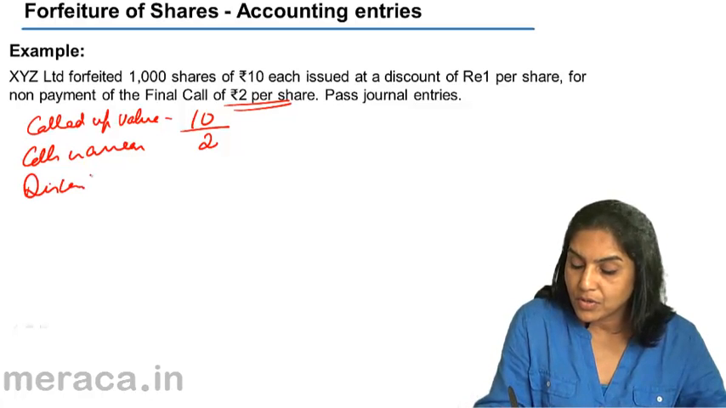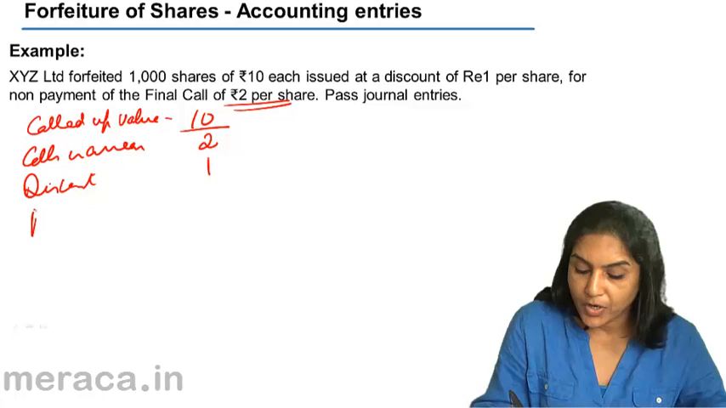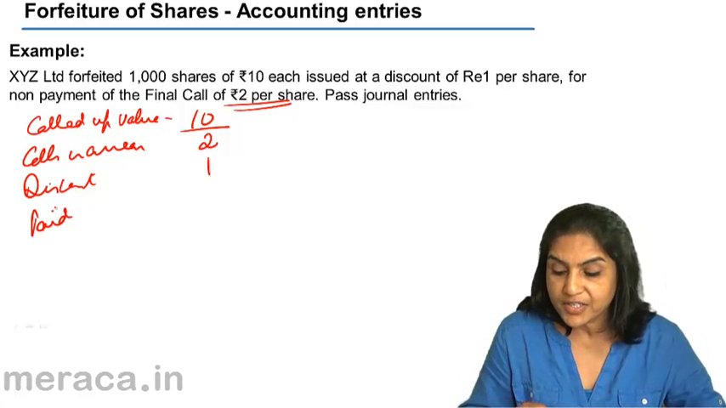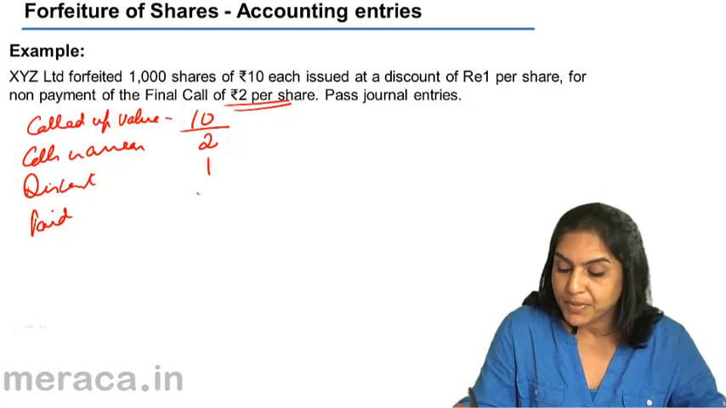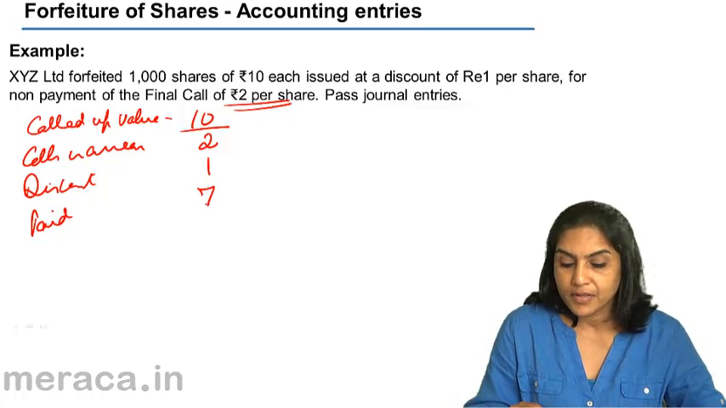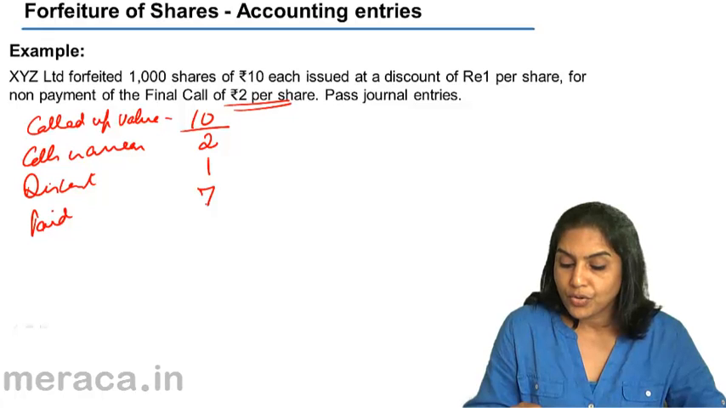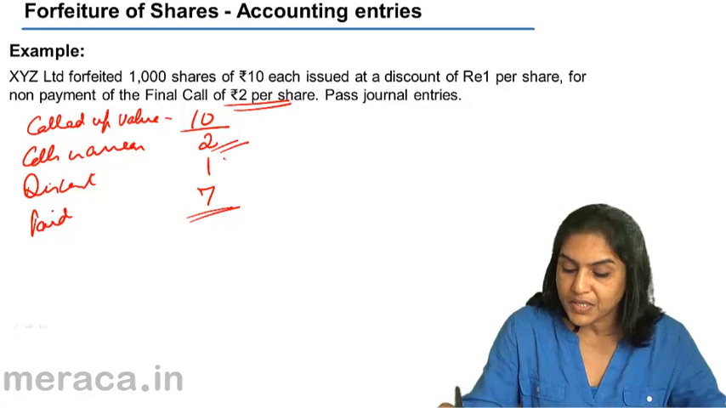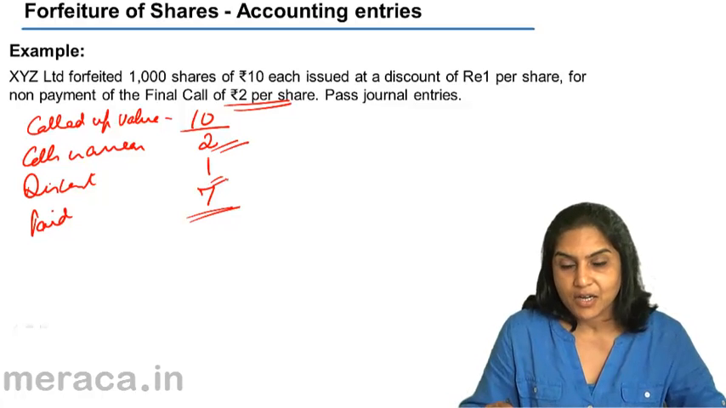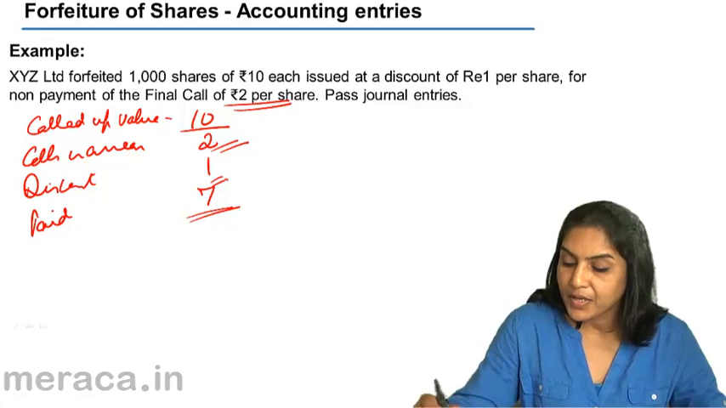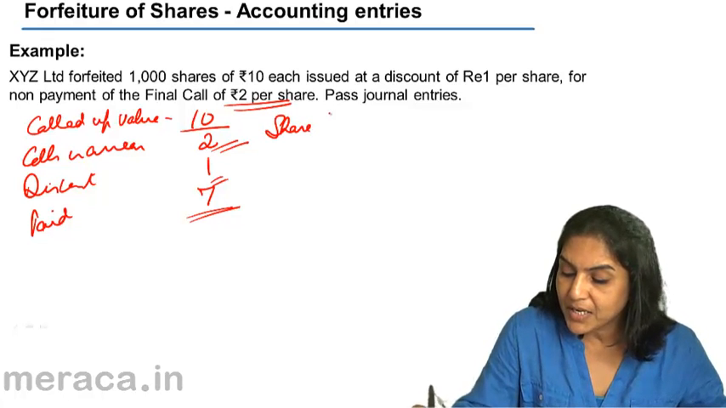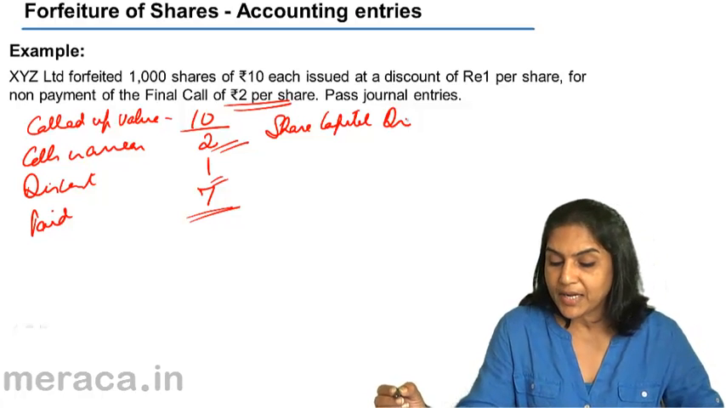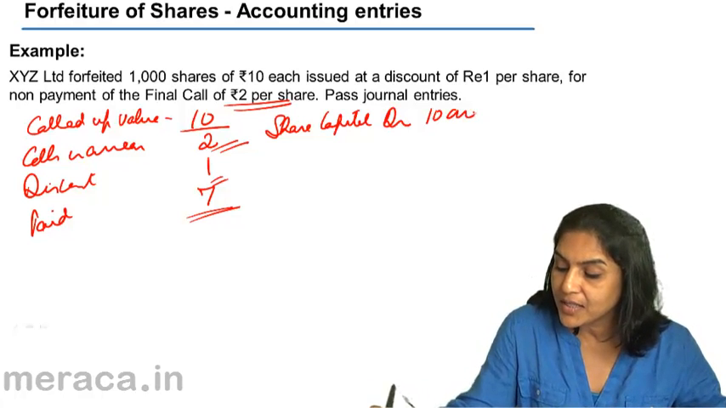Discount of rupee 1. So what is the amount which has been paid? What is the amount which is being paid by the shareholder, received by the company? It must be 7. So the company has received 7 rupees, has not received 2 rupees, and 1 rupee anyway is discount. So what is the entry? Here it would be share capital account debit with the called up value. What is the called up value? 10. 10 into 1000, 10,000.